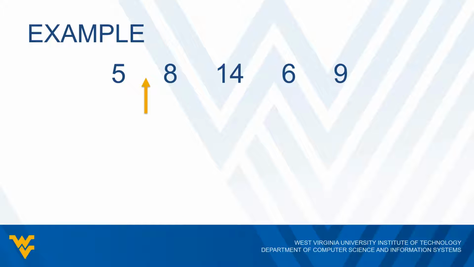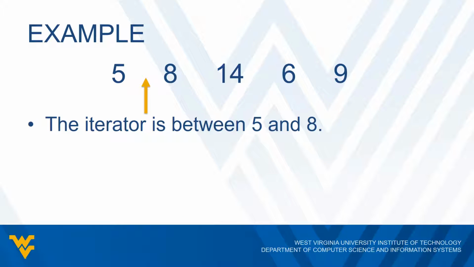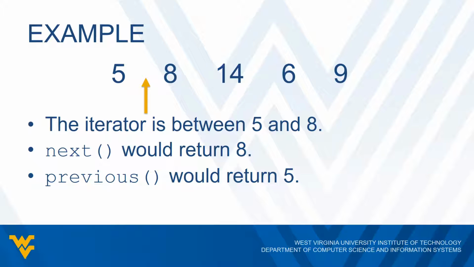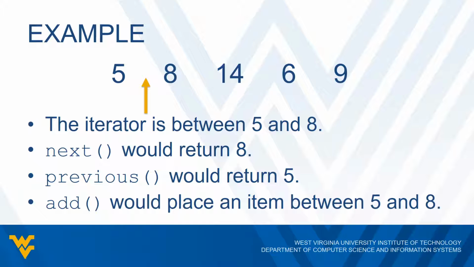Let's say we have something like this, where the iterator is between 5 and 8. In this case, if we were to call next, it's going to return 8 because that's the next item in our list. If we were to call previous, it's going to return 5 because that's what comes before the iterator. And if we were to call add, it's going to place the item between 5 and 8.